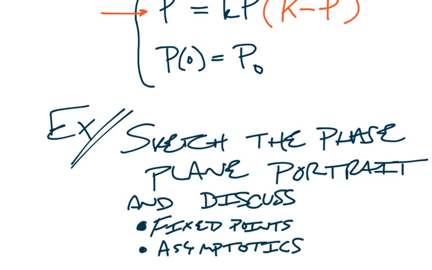But the basic idea is the exact same kind of analysis that we did before, involving finding the fixed points, figuring out where p prime is positive or negative, and identifying directions of flow from that.